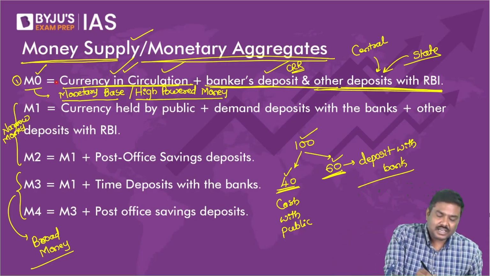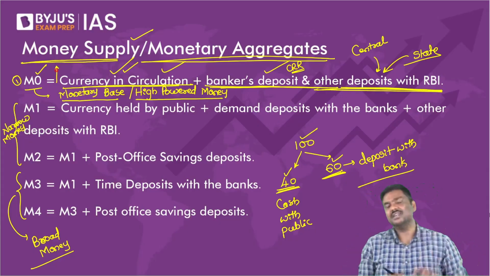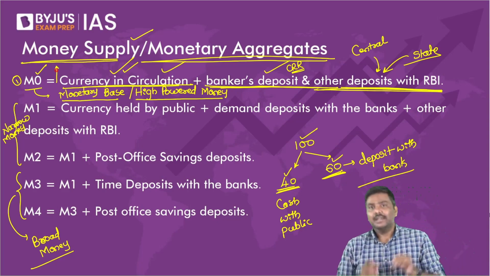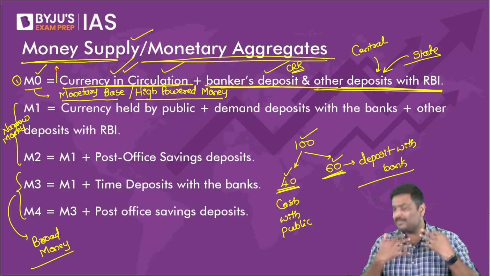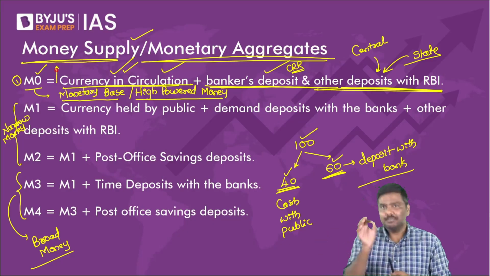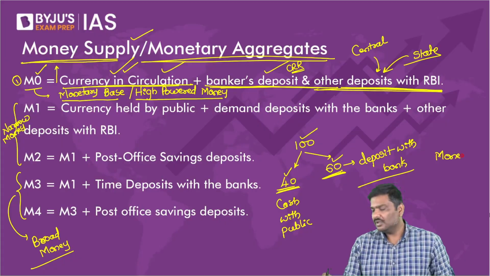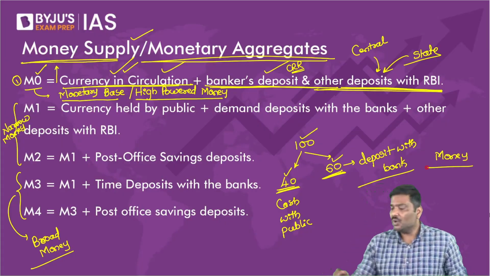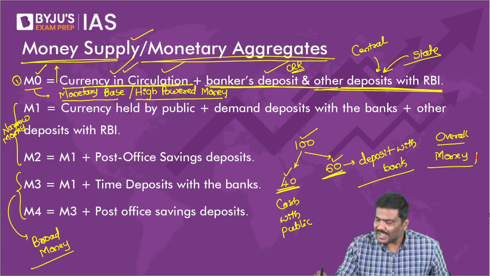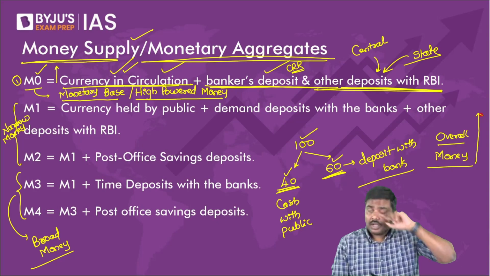Now, please tell me, if currency in circulation increases, what will happen to M0? M0 should start increasing. And if M0 increases, what will happen to the overall money supply in the economy? Overall is important. Can I say the overall money supply will also start increasing?